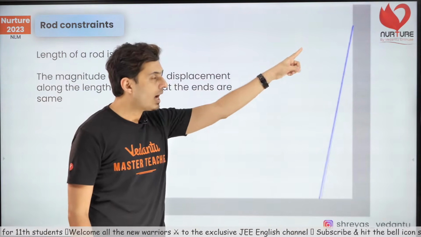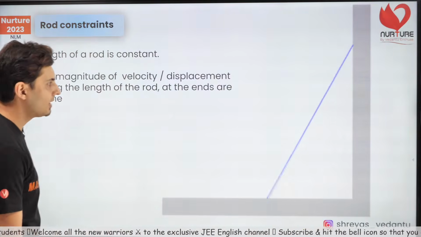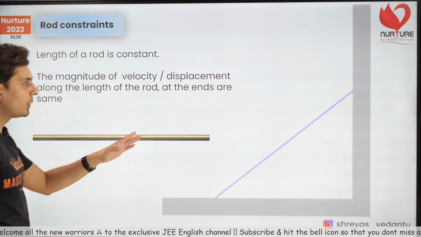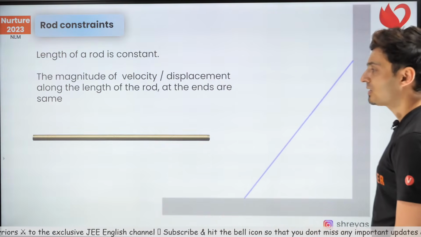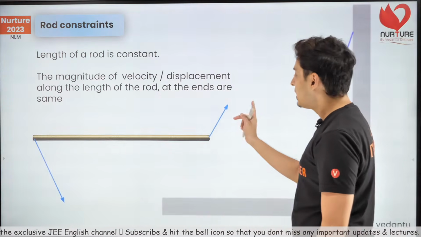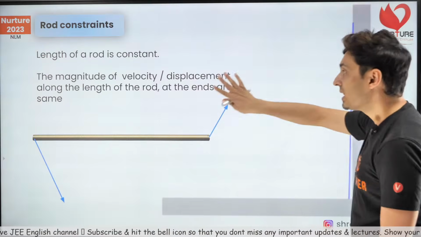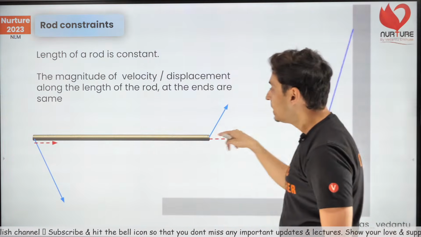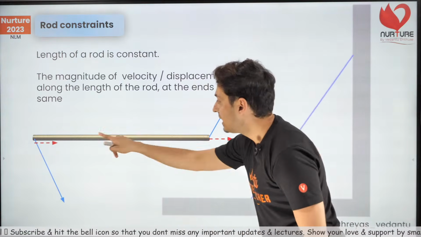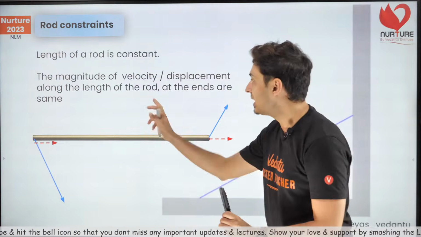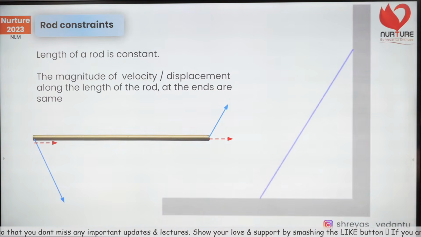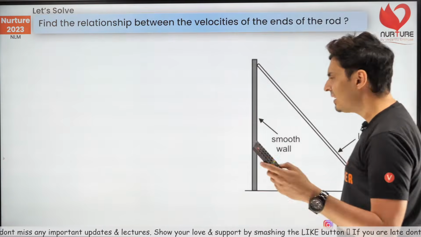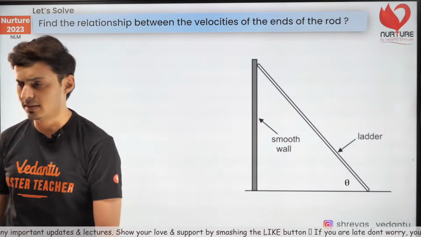So hence, I need to find out, is there any relationship for the velocities? And the concept is again similar to that of the string. If there is a rod given and you know the velocities, take the velocity components along the rod, and these components should be equal. The velocity components at the ends along the rod should be equal. Let's apply this.